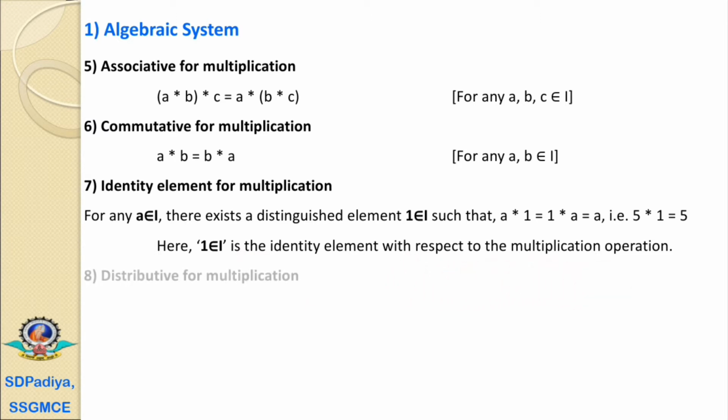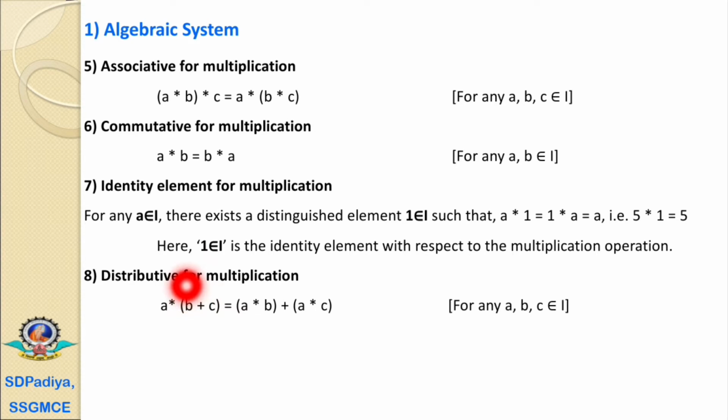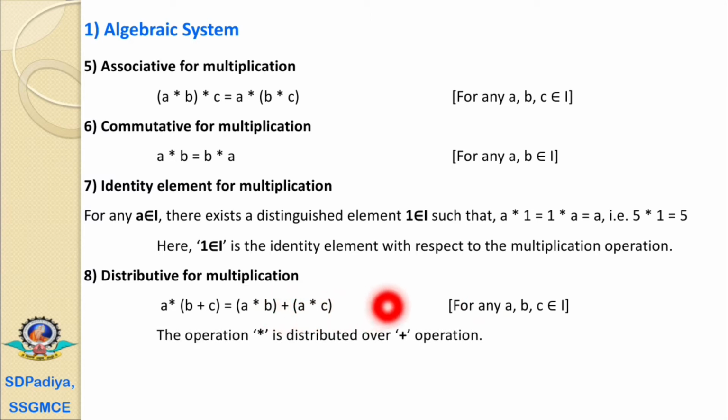The next is distributive for the multiplication. We can distribute the multiplication operation over the addition operation. If we have a into in brackets b plus c, then we can write it is equal to a into b plus a into c, for any three elements belonging to the set of integers. Then here the multiplication operation is distributed over the addition operation.